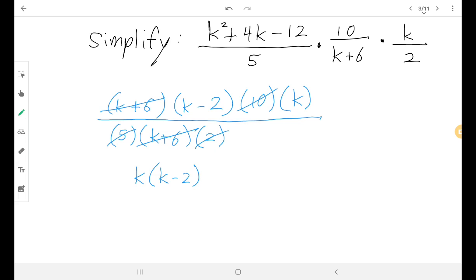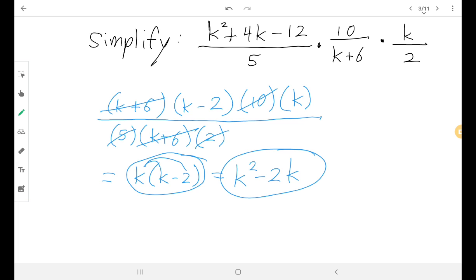Let me put those equals a little closer. And then I can distribute that k and have k squared minus 2k if I wanted to. But I do want to point out, this is a perfectly acceptable answer. I'll pause for a moment to see if there are questions. Okay, there being no questions, I will move on.